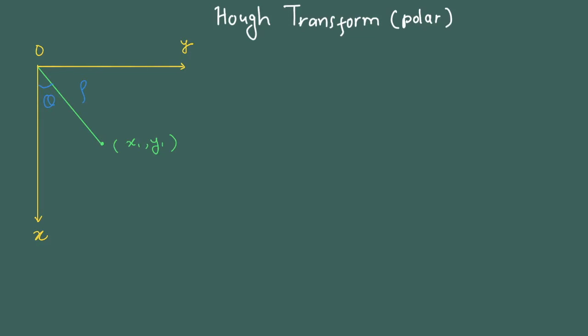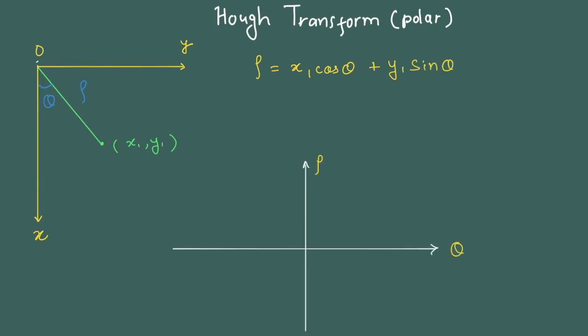Then in polar form it can be written as rho equals x1 cos theta plus y1 sin theta. For every point x1, y1 we will have a known value of theta, and from there we can generate the value of rho. Here theta is the independent parameter and rho is dependent. Let's say we are going from plus 90 to minus 90 here.